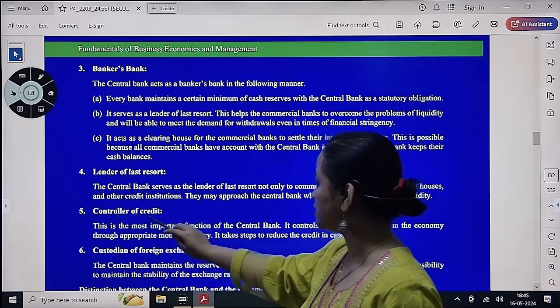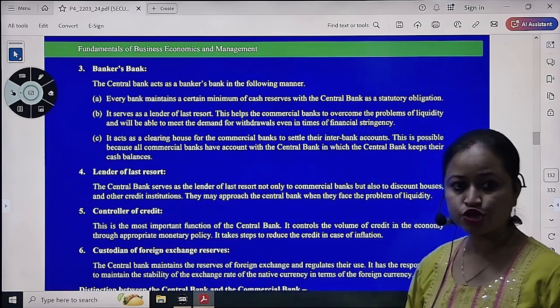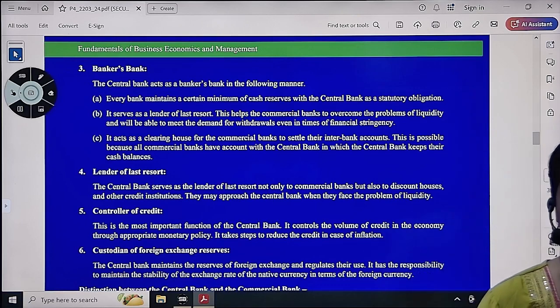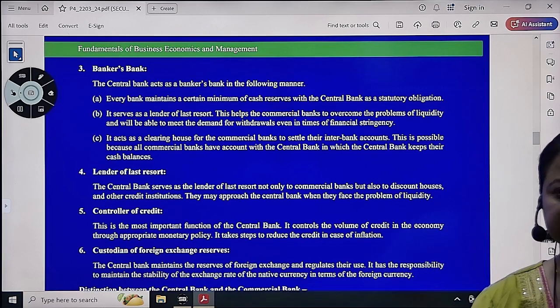Now next one is controller of credit. ठीक है, controller of credit मतलब क्या? Money supply कम करेंगे और जो commercial bank पब्लिक को पैसा दे के इन्फ्लेशन बढ़ा दिया है.